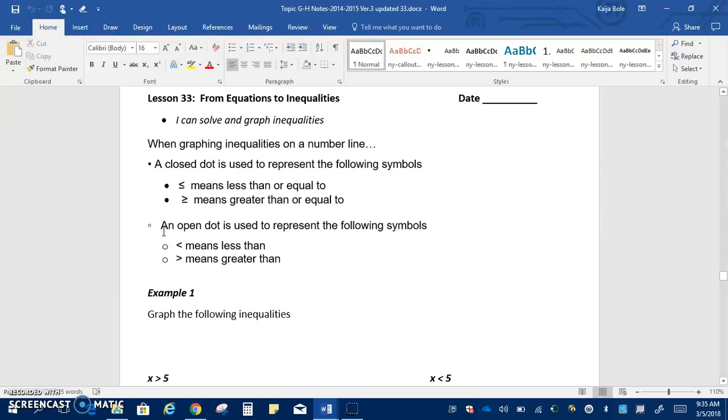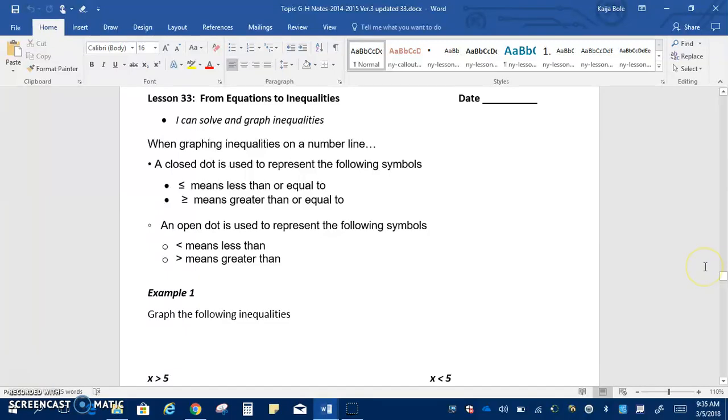Alrighty, here we are on lesson 33, from equations to inequalities. So yesterday we talked about our inequality symbols and what they mean, and we did some examples. So now we're going to graph inequalities and we're going to be solving them.